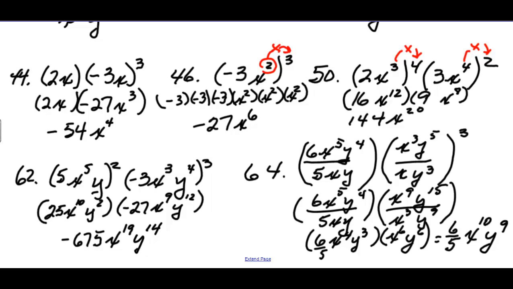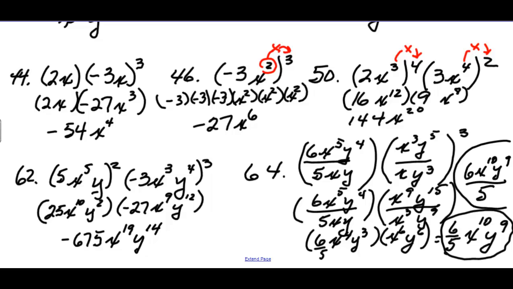And then we solve probably the most complex of problems. In fact, when you see that last one right here, another way they write it in the book is 6x to the 10th y to the 9th, over 5. Either way is acceptable. All right? Enjoy.